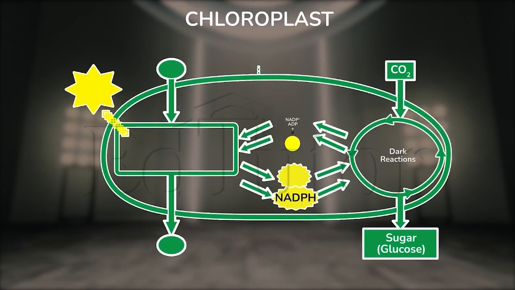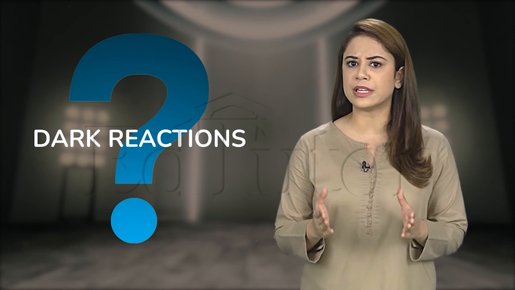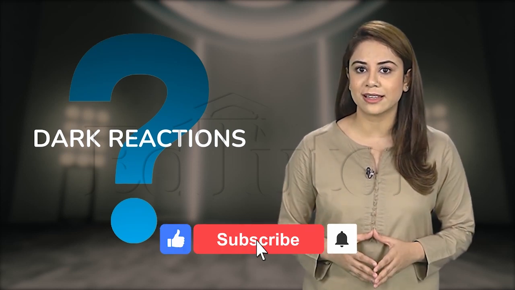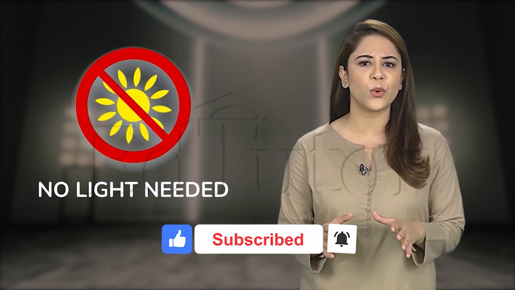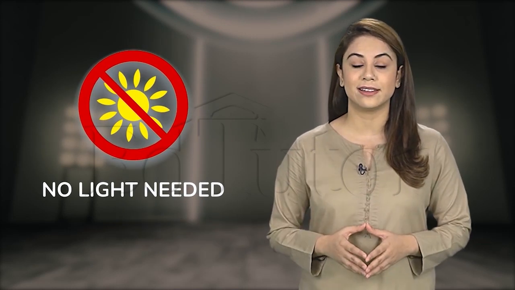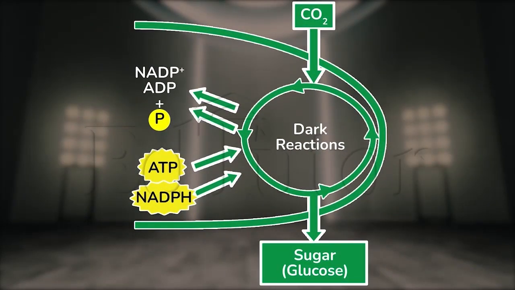Alright, so in the second phase, also known as dark reactions, the previously made molecules of ATP and NADPH are used. Can you tell me why we refer to this phase as dark reactions? Yes, it is because these reactions don't make use of light directly. Now, in this phase, carbon dioxide is reduced to make glucose in the stroma of chloroplasts.